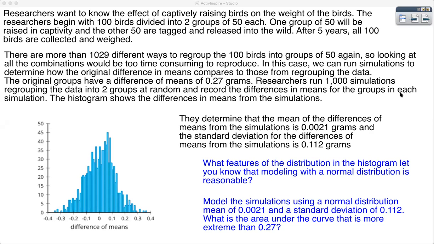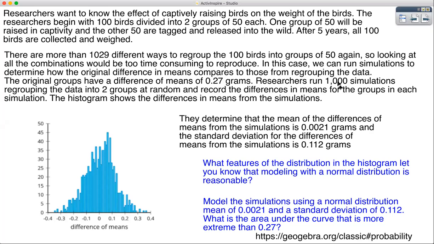So now we need to model the simulation using a normal distribution with a mean of 0.0021 and a standard deviation of 0.112. Now, as I mentioned, the best way to do this is using that GeoGebra app. I'm going to pull it up right now. And just another reminder of where you can find it, I just have the website right here.